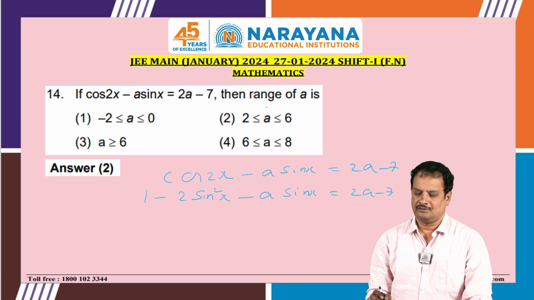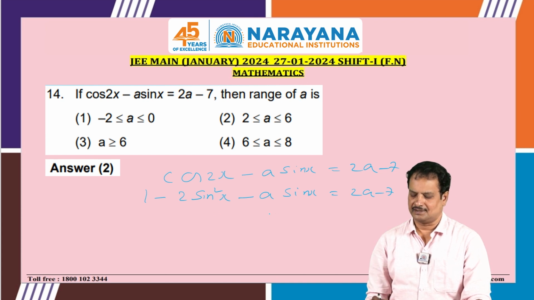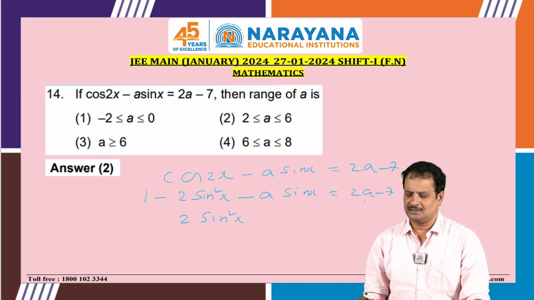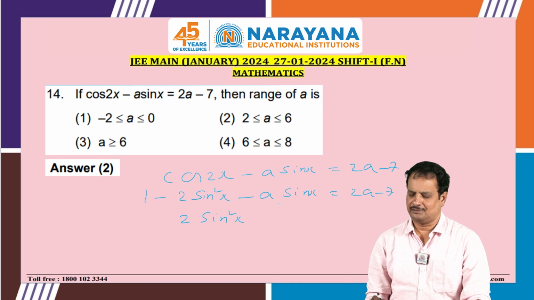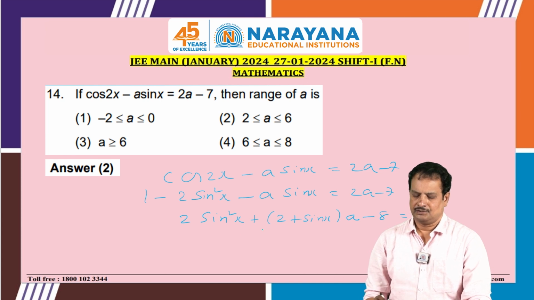And what is the range of a? That's what they are asking. So you can simply take the separation of a there. That's the one thing. Otherwise, 2 sin square x, and on the right side, 2a minus 7. Here we have the minus a sin x. So when you take all the terms to one side, it is 2 sin square x plus a sin x, and next, this is minus 8 equal to 0. This is what we are going to have there.